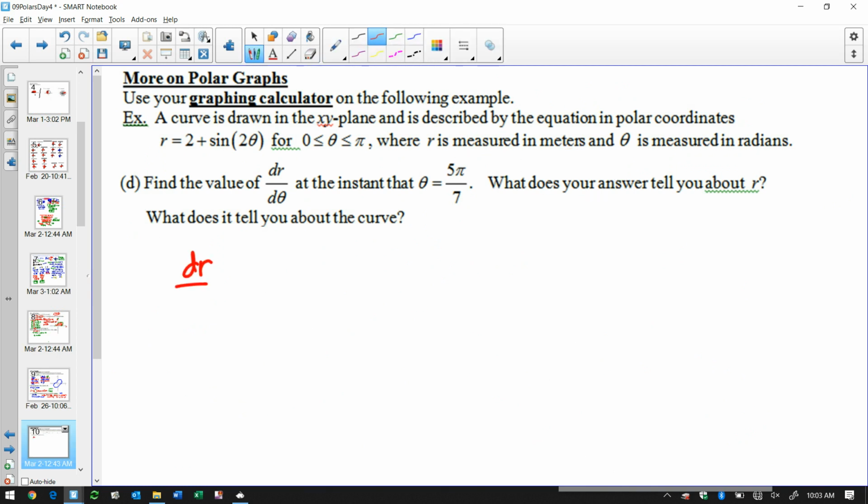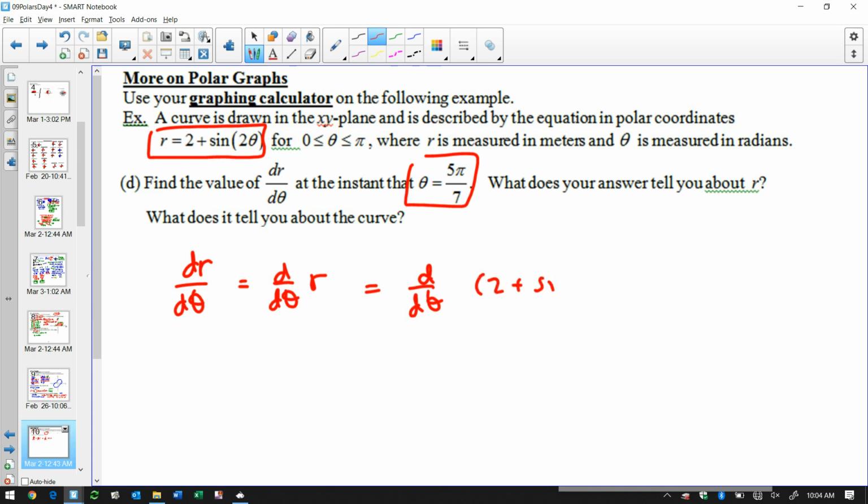Let's see, we want to find dr d theta. We know what theta is, okay? If I have r and I have theta, how do I get dr d theta? It's the derivative. It's the d theta of my r, right? But what is my r? It's the d theta of 2 plus sine 2 theta, right? What's the derivative with respect to theta of 2? 0. What's the derivative of sine 2 theta? 2 cosine 2 theta, d theta, which is just 1. And that's my answer.